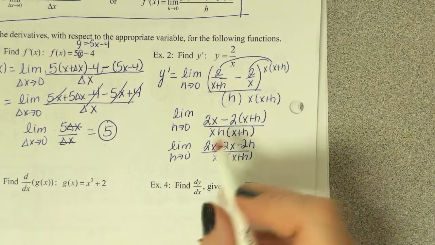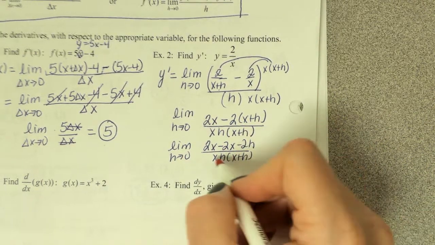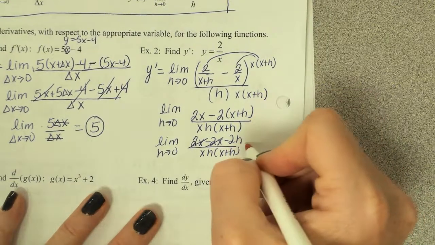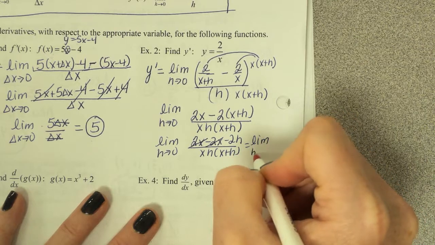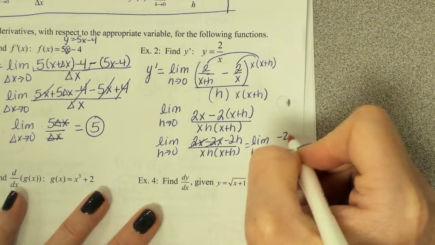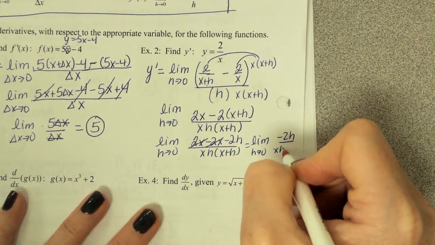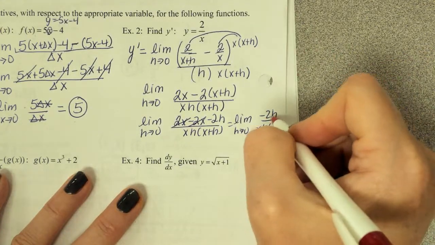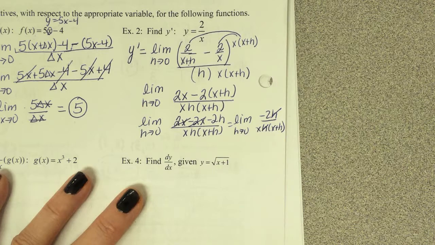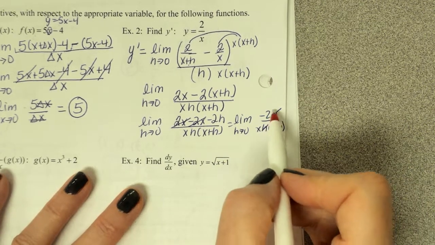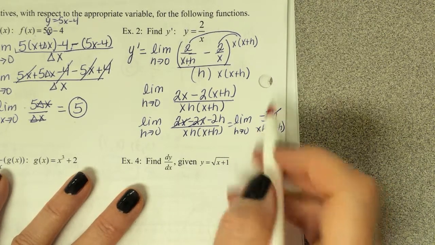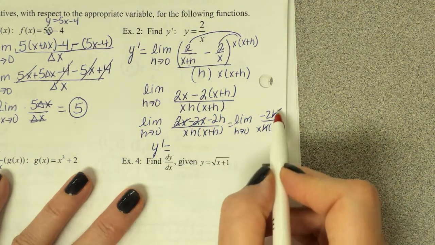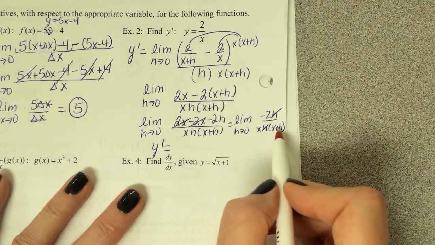All right, so now we're going to look at what happens. If I have 2x minus 2x, that's going to be 0. So now I've got the limit as h approaches 0 of negative 2h over xh times x plus h. So now my h's are going to cancel. So now, once these h's are gone, I can finally plug it in. So y prime is going to equal. My h's are gone, so now I can plug in 0 for h.